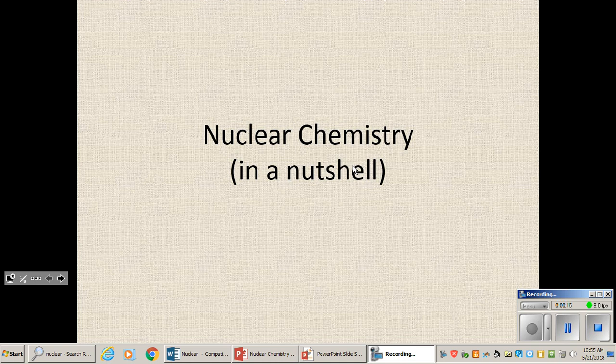Nuclear engineers and nuclear chemists are people that work really hard to understand what's going on in the nucleus of the atom. However, the stuff that you need to know, according to the state of North Carolina and for your final exam, is relatively straightforward. So we're going to call this quick little Nuclear in a Nutshell, just a little bit of information about some weird things that happen in the nucleus of the atom.